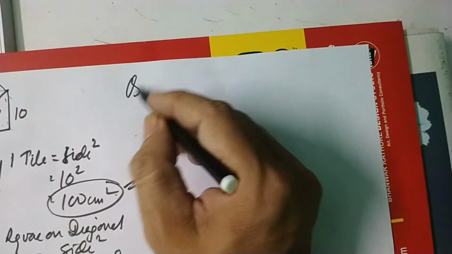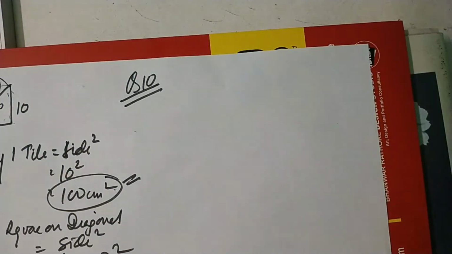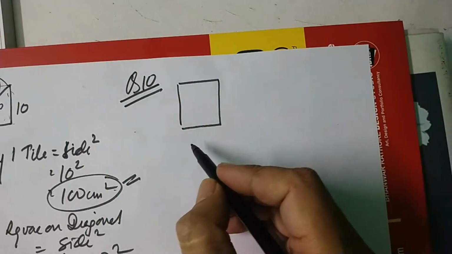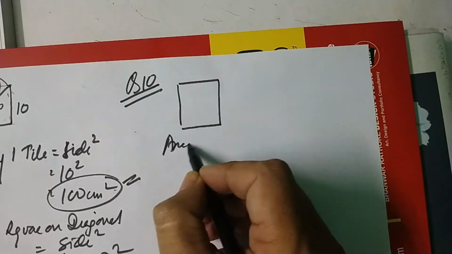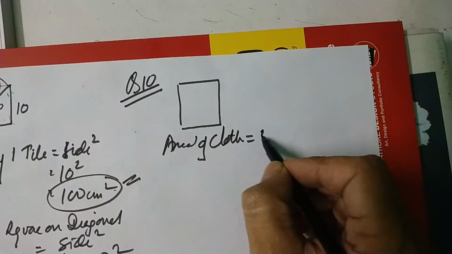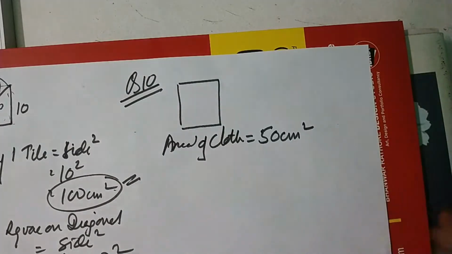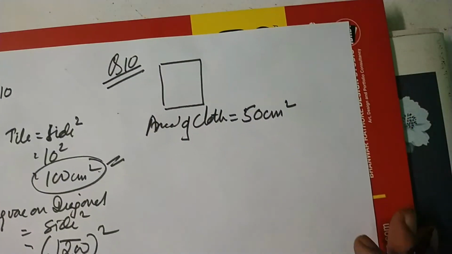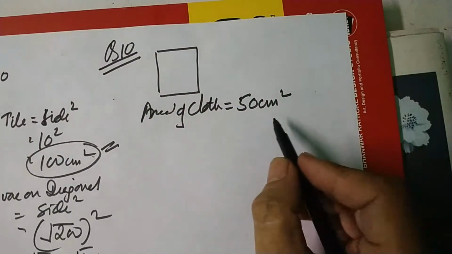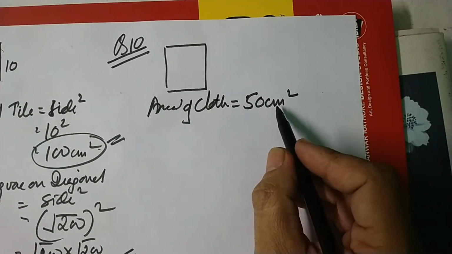So now question number 10. Question number 10 is, Priya has a square piece of cloth whose area is 50 centimeters square. Again, see the square. So area of cloth is 50 centimeters square. You are understanding, I think. Priya has a square cloth whose area is 50 centimeters square.